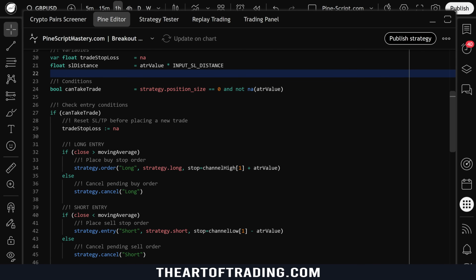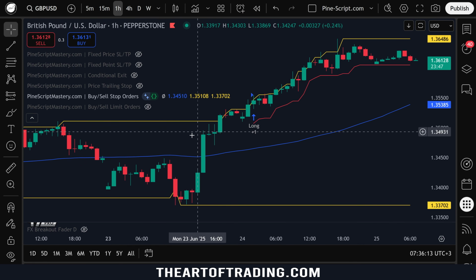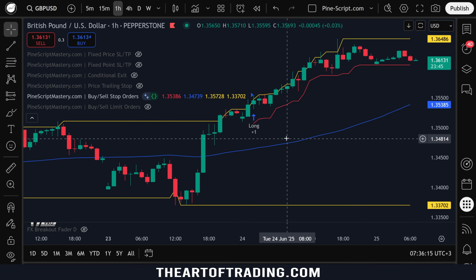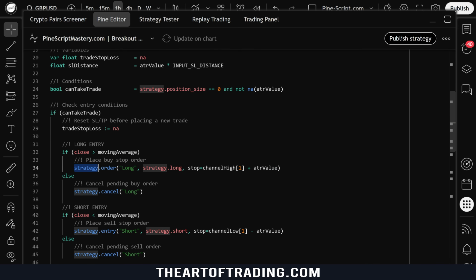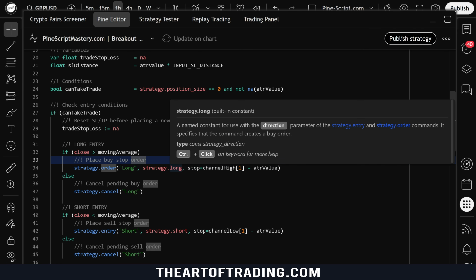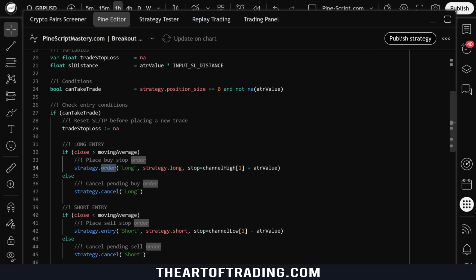However, our entry code now looks very different. Now we are saying if price is trading above the central moving average, then we're looking to buy a long breakout. So we use the strategy.order function to place a buy stop order above our channel. strategy.long tells this order that it is a buy order, and the stop parameter tells this function that it is a buy stop order. If I wanted to use a limit order, then I would obviously change this to limit. We'll go over that next.